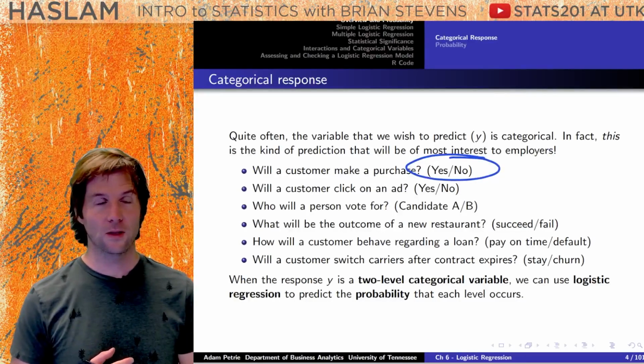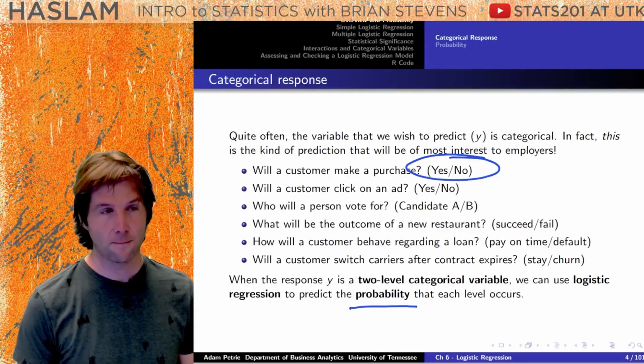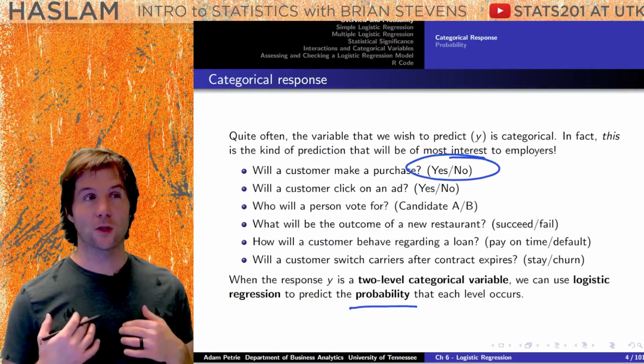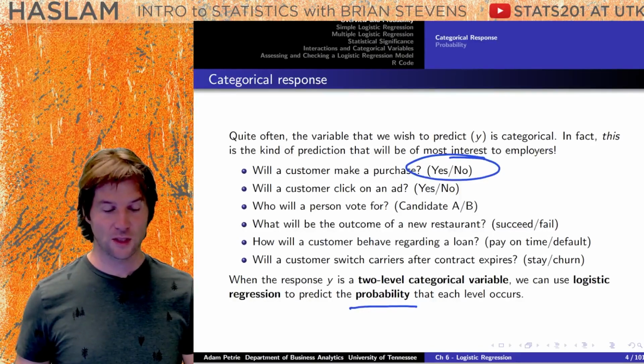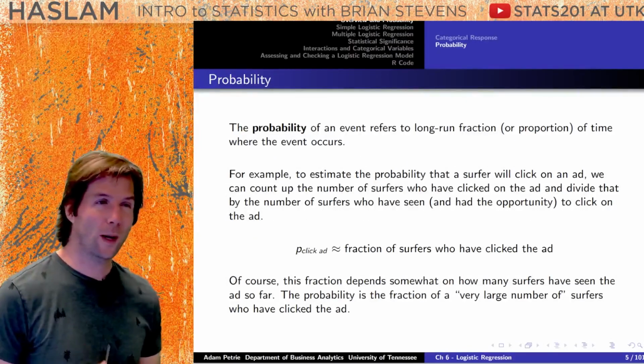Now the key thing here is, since it's a categorical variable, we'll focus on predicting the probability of the level of interest. So in logistic regression, we want to predict a two-level categorical variable, and we are interested in predicting the level of interest. We have to think, what is probability though?